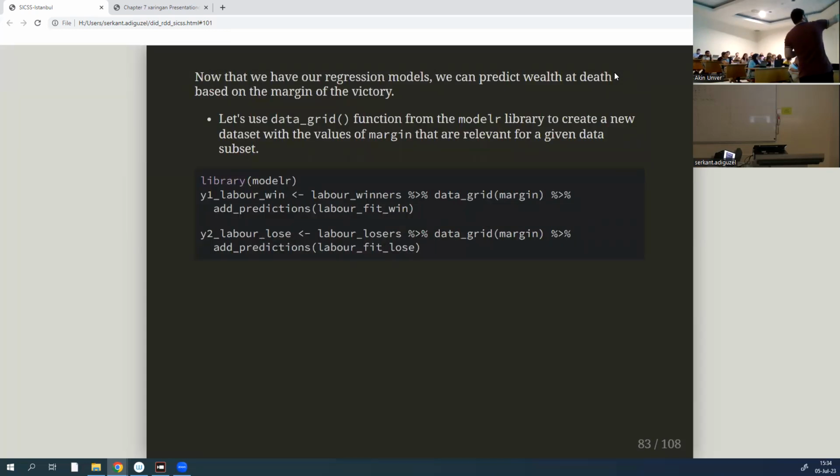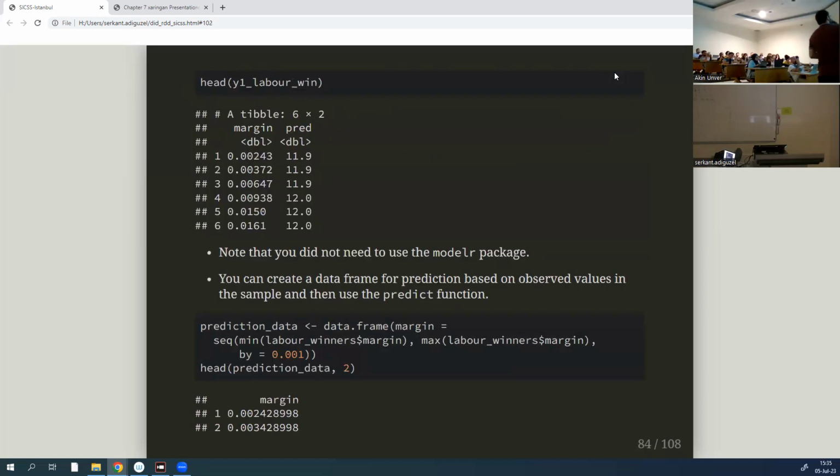Then what do I do? So you don't have to do this, but there is this nice data grid function from modelr. If you want to predict using a model, you can use this, but you don't have to. You can create your own data frame and use it with the predict function, right? What data grid does nicely is it looks at the data and extracts the observed data points to make the predictions. Or you can also create this by yourself, so it's fine.